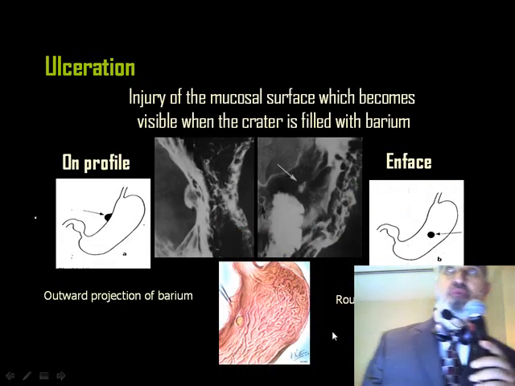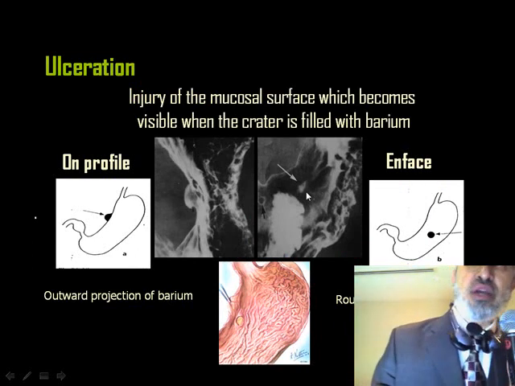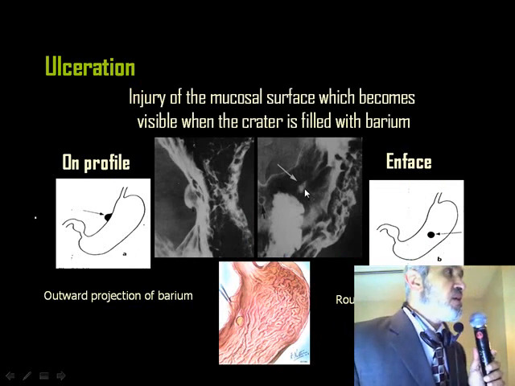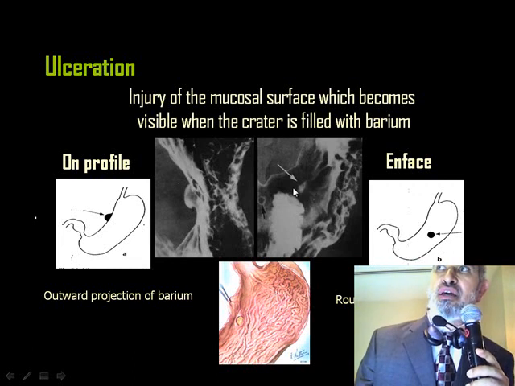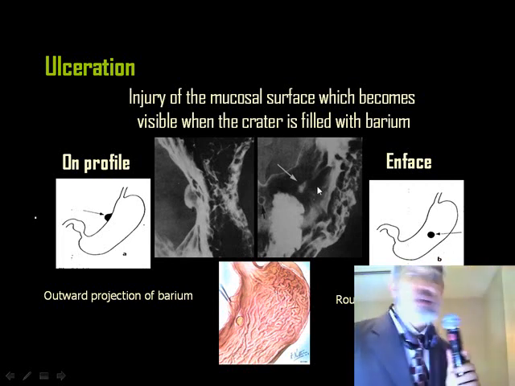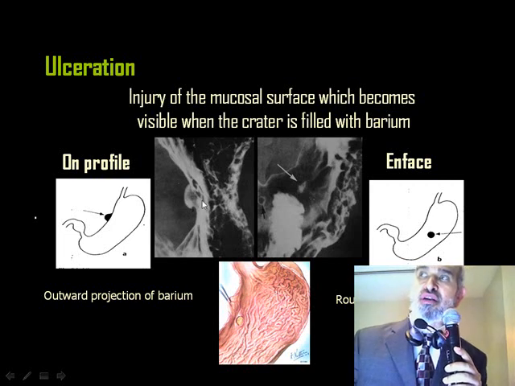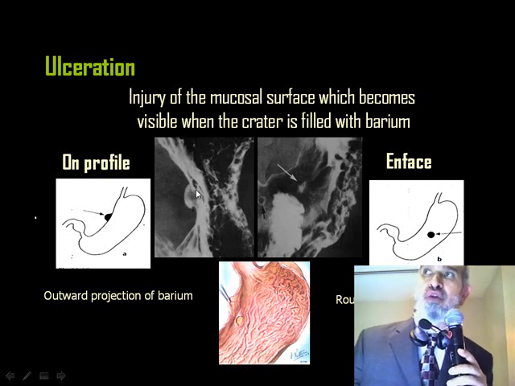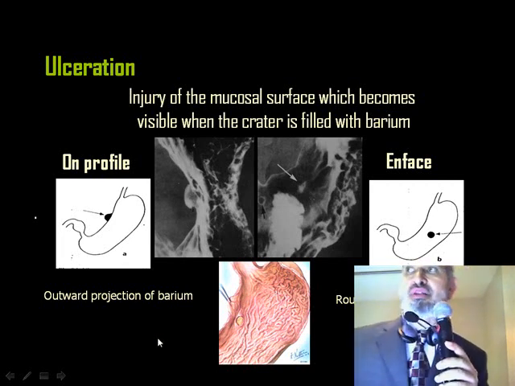Then what do we mean by ulcer? An ulcer is a crater which is filled with barium, and this appearance should be persistent in the images to say that this is an ulcer. If you look at the lesion en face, you will see an area which is filled with barium with radiolucency around, representing the edematous mucosa. Then if you look at it from the lateral aspect, you'll see a small projection beyond the wall of the stomach, and you say this is a small ulcer on the lesser curve, for example.